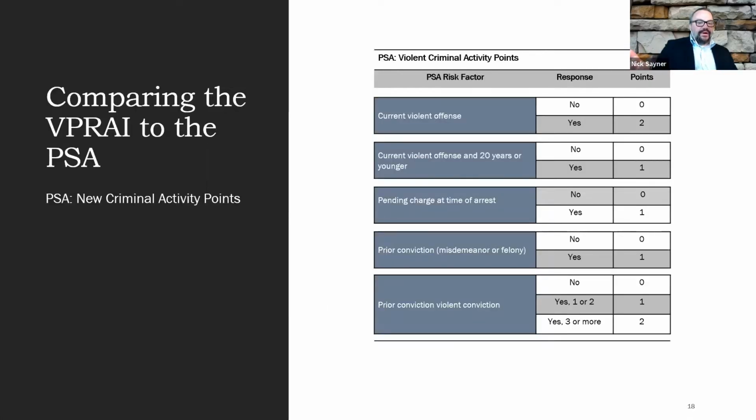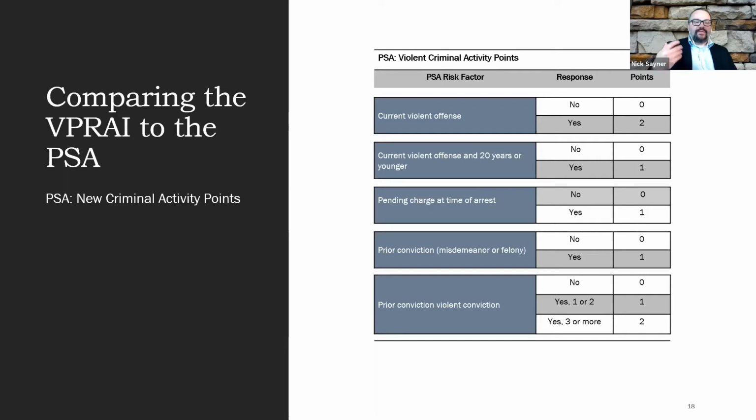And this is actually your violence flag. So again, same things, looking at the current violent offense, and 20 years and younger, pending charge at time of arrest, prior conviction, misdemeanor, felony, prior violent conviction. Again, it's all very, very simple to score. You're either getting 0 points because the answer is no, or else you're getting anywhere between 1 and 2 points, depending. The interesting piece here that I think is fascinating is the current violent offense and 20 years and younger. So you can see that's actually a measure of two factors that we talked about.